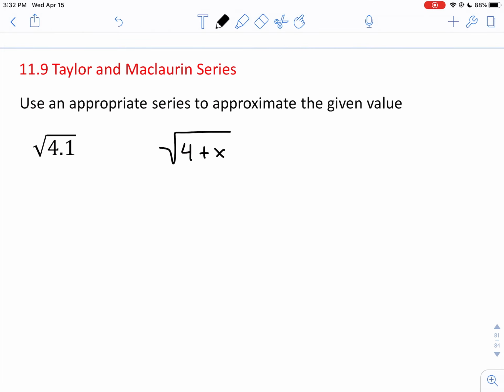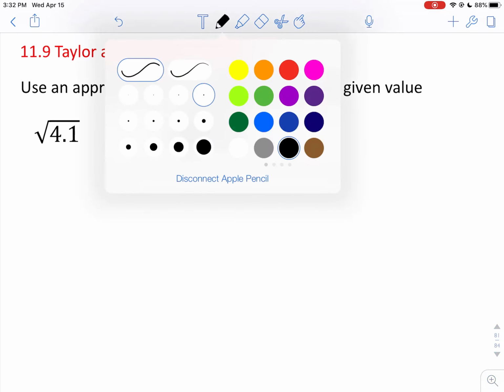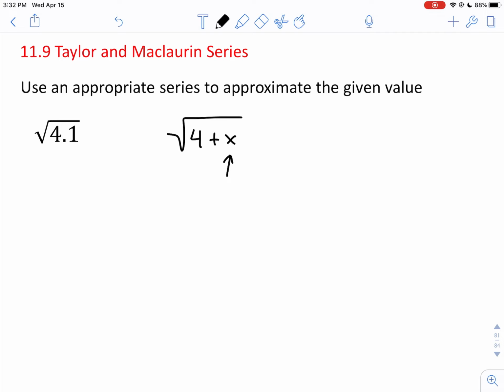All right, use an appropriate series to approximate the given value. I'm starting with a 4 plus x in a square root, which is a binomial series, and I'm going to want to change the x to a 0.1. If I had done a binomial series for 1 plus x, in order to make this look like that, x would have to be turned into a 3.1.